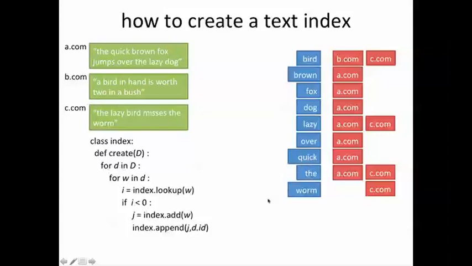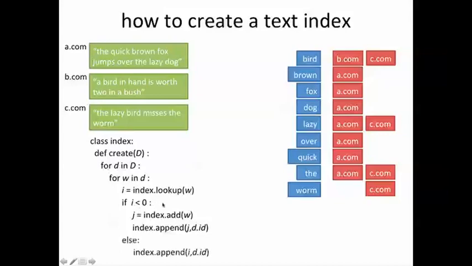Once we have that position 8, we can append to this list against worm, for example, the ID of the document where the word W was found, which is d.id. Notice that we don't append d directly, because d itself is a list of words. So we don't want to append the entire document here. We want to append only the name of that document, or the ID, or the web page, or URL of that document.